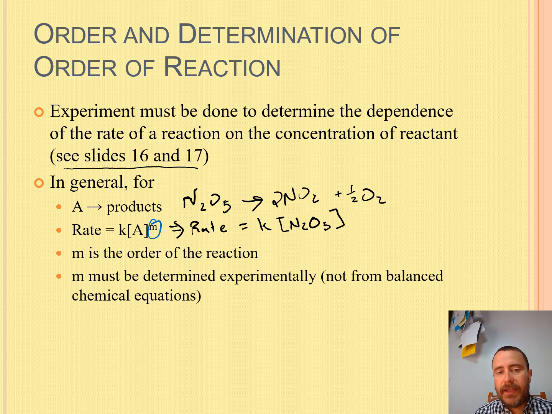We would figure that out by running an experiment. We can't find that from our balanced chemical equation. It is tempting to put in the coefficient from the balanced chemical equation, but that is not necessarily what the order of reaction is going to be. We have to run an experiment to determine that.